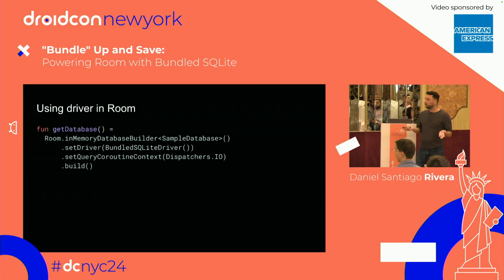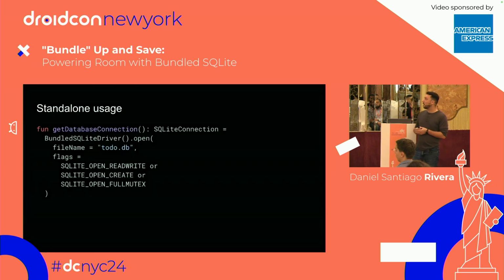Using it in Room is pretty easy. So now we have a set driver API. But then again, you can use it as a standalone for your KMP small app. It might be, again, in JVM, native or iOS. And then you open a connection.